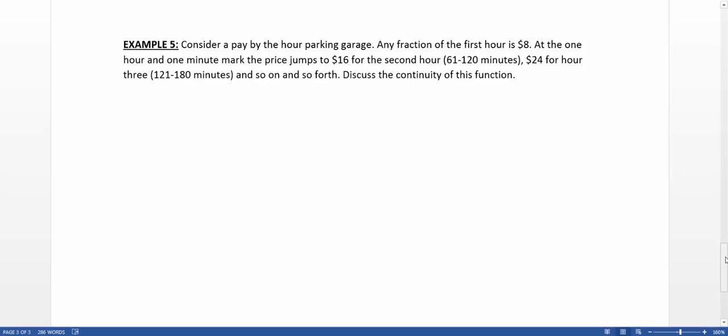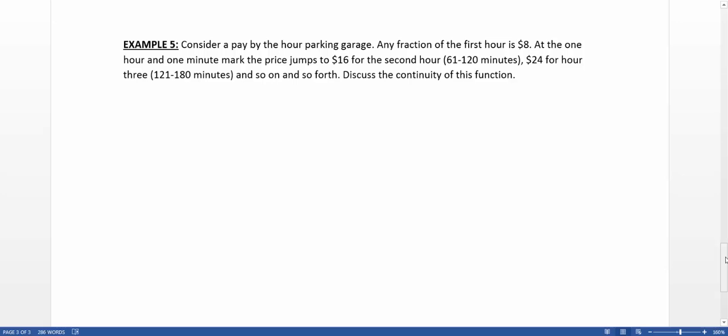However, as soon as you go 1 minute over the 1 hour mark, the price jumps to $16 for the second hour, so minutes 61 through 120, and then $24 for hour 3, and so on and so forth. So it's $8 for each additional hour, but it stays that fee for the entire hour.